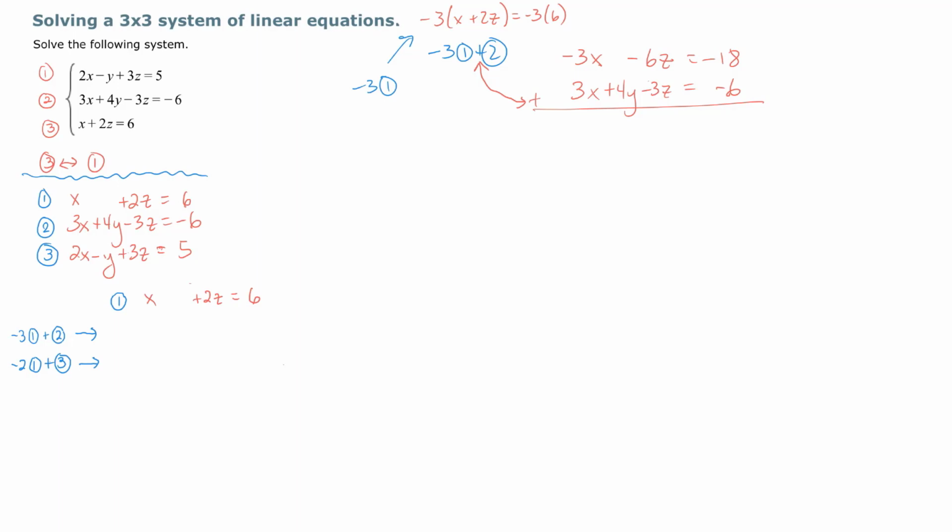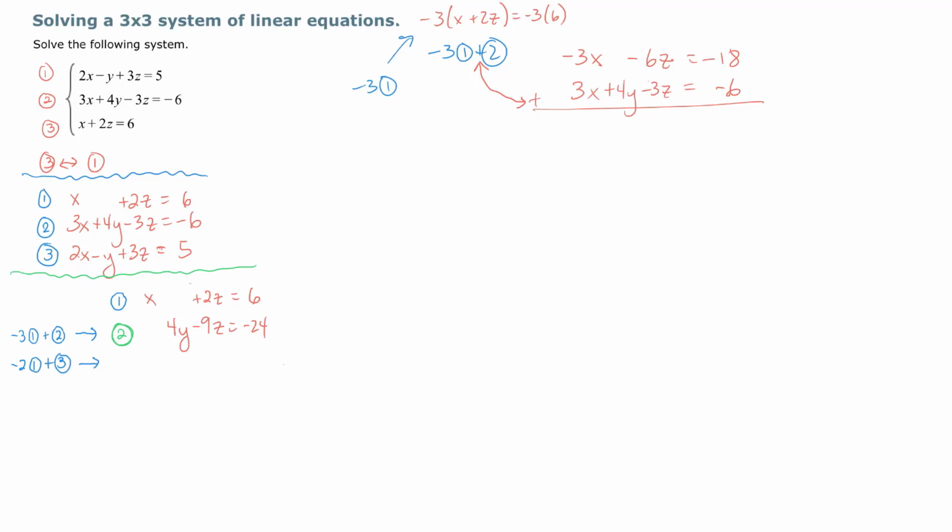And what happens then, you get this new equation, and I'm going to put it right here. You're going to get 4y minus 9z is now equal to negative 24. All right, and that becomes our new equation 2. So that is our new equation 2.